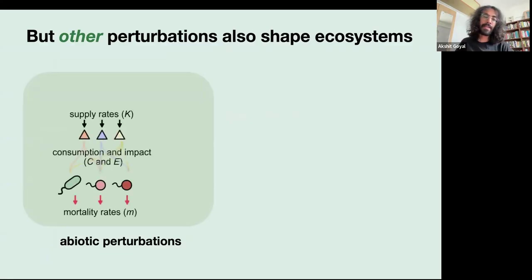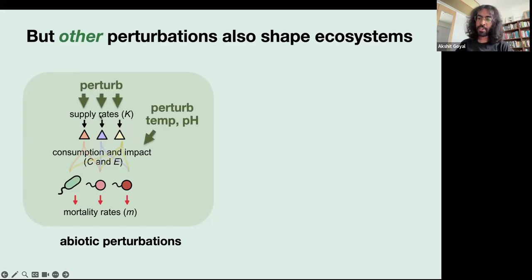And so by this, I mean, if you have some sort of ecosystem with some species, let's say these microbial species, and some resources that are being supplied at some rates k, and these species are eating the resources, maybe they're producing the resources, and these species are also dying. What could happen over time is that you could either have perturbations in the environment, which manifest as changes to how resources are being supplied, or you could have perturbations of other kinds.